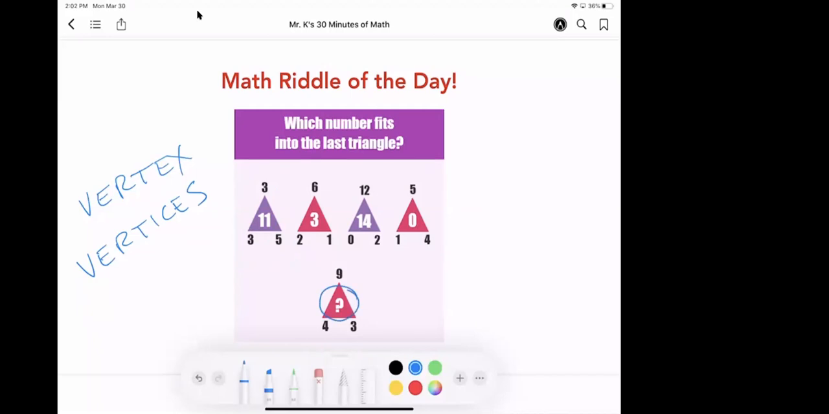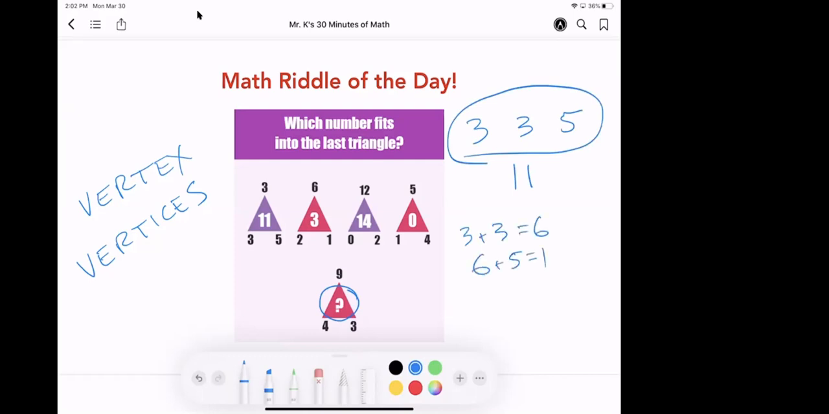So let's take a look at each of these real quick, starting with this first one. We have 3, 3, 5, and 11. Somehow those numbers are related to 11. Well, it might jump out at you that if we added up those numbers, 3 plus 3 is 6, and 6 plus 5 equals 11. Aha! If that didn't occur to you right away, that's no problem. It takes a little bit of time to think these through. All right, so that helps us understand this one. Let's go to the next one.